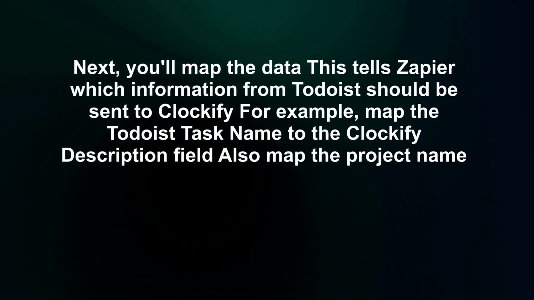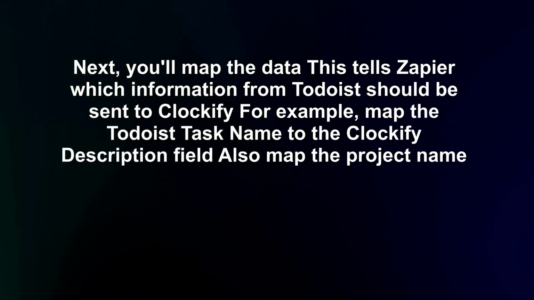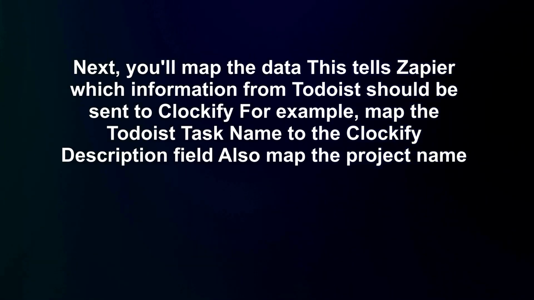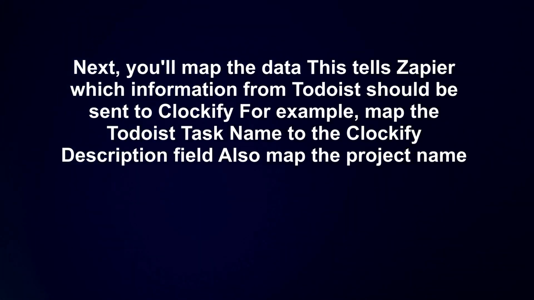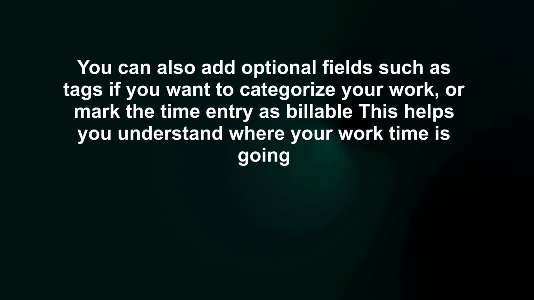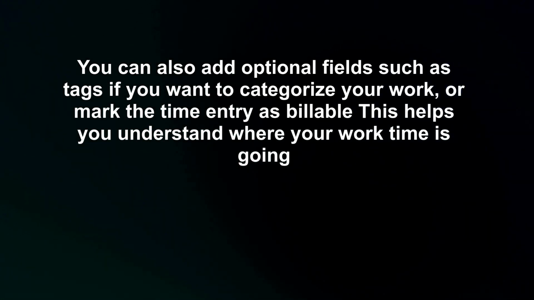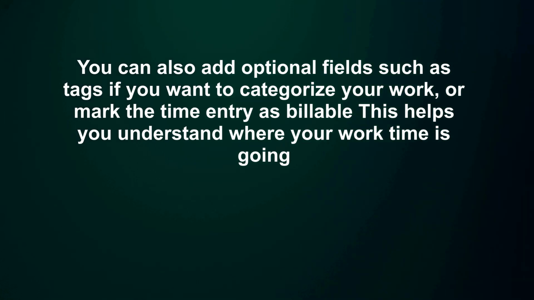Next, you'll map the data. This tells Zapier which information from Todoist should be sent to Clockify. For example, map the Todoist task name to the Clockify description field. Also map the project name. You can also add optional fields such as tags if you want to categorize your work, or mark the time entry as billable. This helps you understand where your work time is going.